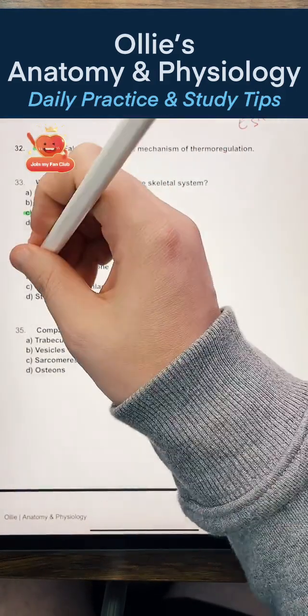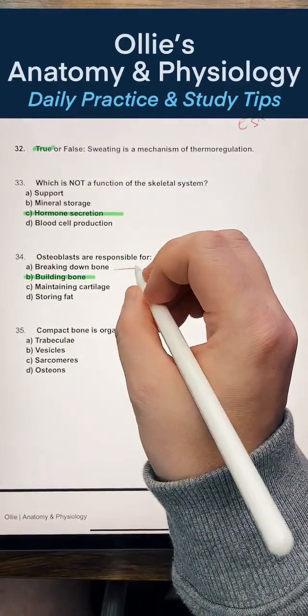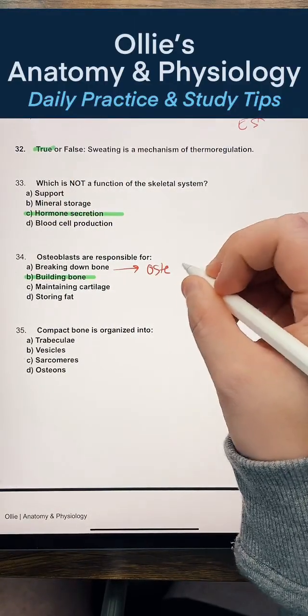Osteoblasts are going to build bone. In terms of breaking down bone, it's going to be osteoclasts.